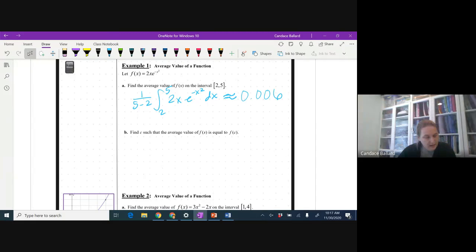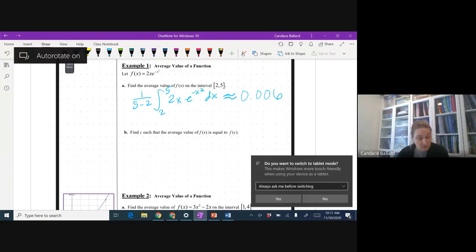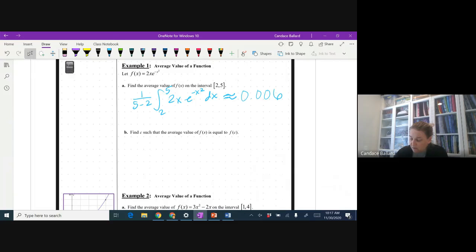All right, now it says find the average value of f of x is equal to f of c. So basically they're wanting us to find c such that the average value, I read it wrong, of f of x is equal to f of c. So basically they want us to take this right here that we got, and set it equal to our original equation and solve for the x in the original equation. So this is kind of the mean value theorem for integrals at work right here.